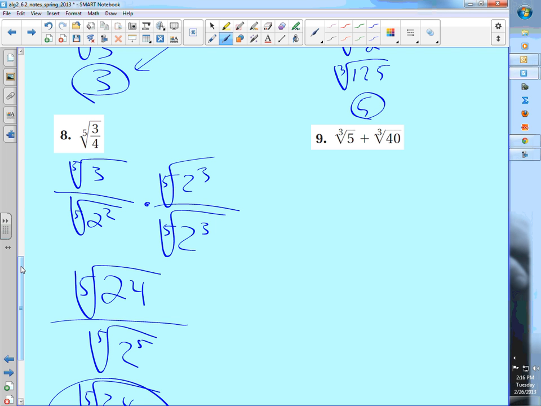The cube root of 5, nothing you can do. How about the cube root of 40? Other way around. 8 times the cube root of 5. Good guys and bad guys. We're looking for perfect cubes. Hopefully you memorized those cubes last time. What is the cube root of 8?